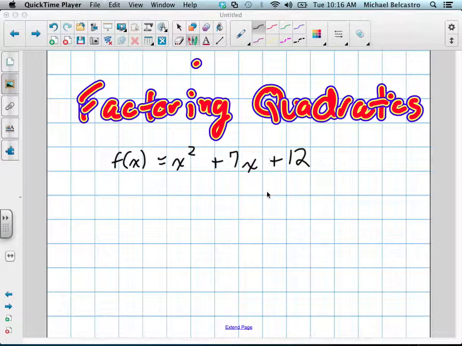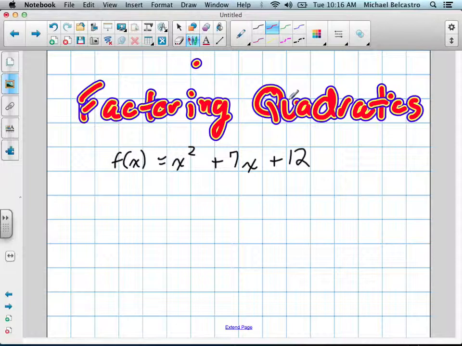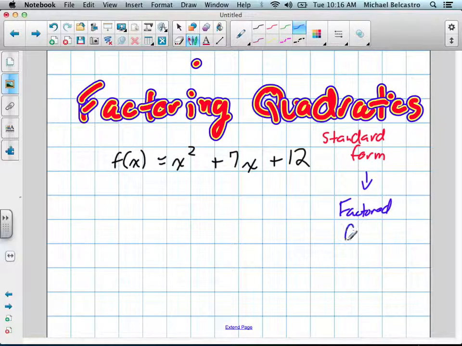We're going over factoring quadratics. This is a quadratic equation here. It is in what's called standard form. What we're doing is we're taking this form. It'll still be the exact same quadratic, but we're going to move it to factored form. And lo and behold, the process that you use to do that is factoring.